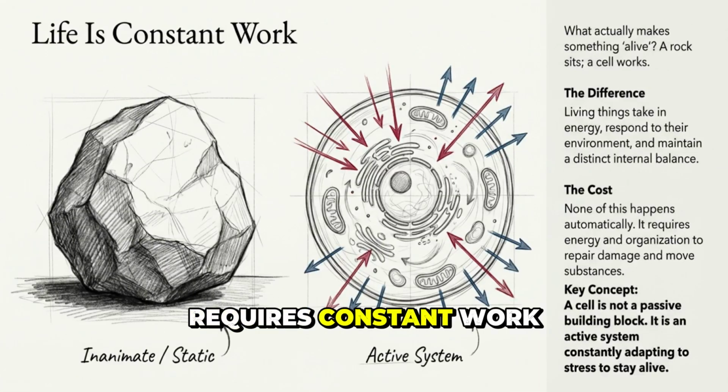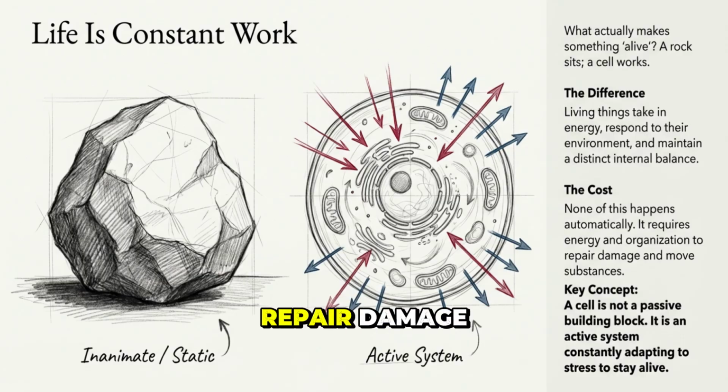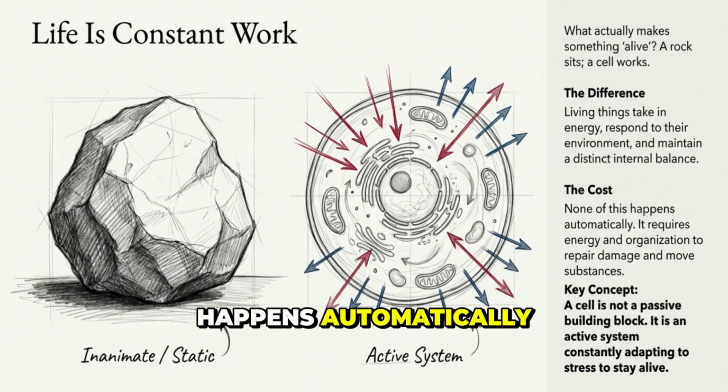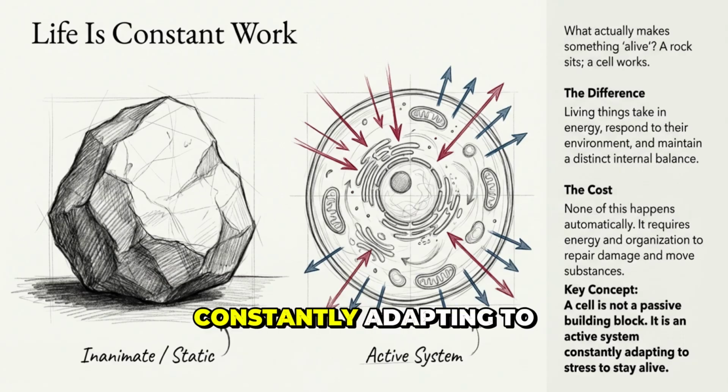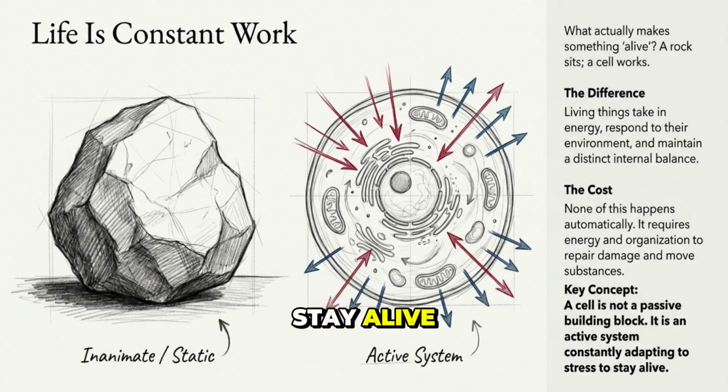Life requires constant work. Cells have to move substances in and out. They have to repair damage. They have to respond to stress. None of that happens automatically. It requires energy and organization. A cell isn't just a tiny building block. It's an active system that is constantly adapting to stay alive.